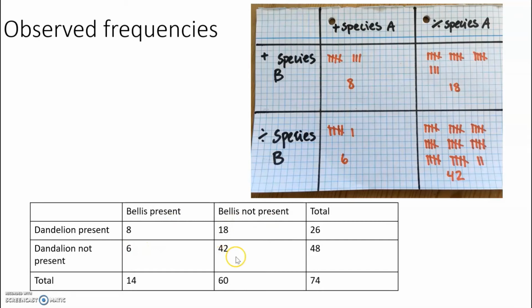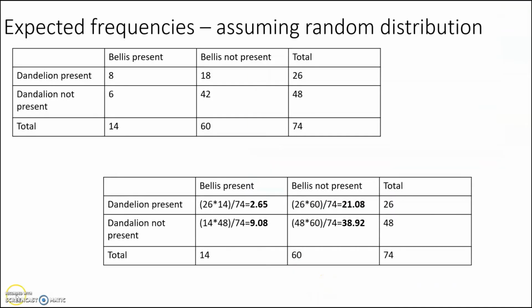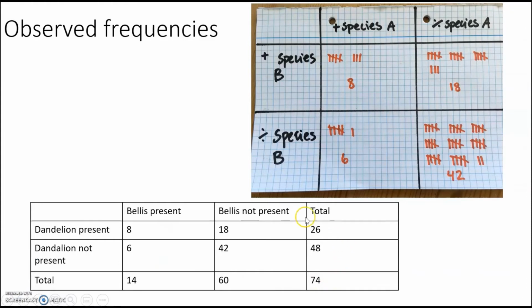I place these 4 pieces of data that I have collected, and then I sum up to get the total number of quadrats where dandelion was present, and the total number where dandelion wasn't present, and the total number with no bellis, and the total number with bellis present. Again, I sum up, and I tossed a total of 74 quadrats. This table now shows my observed frequencies, the numbers that I have actually counted, and the distribution as it actually is outside.